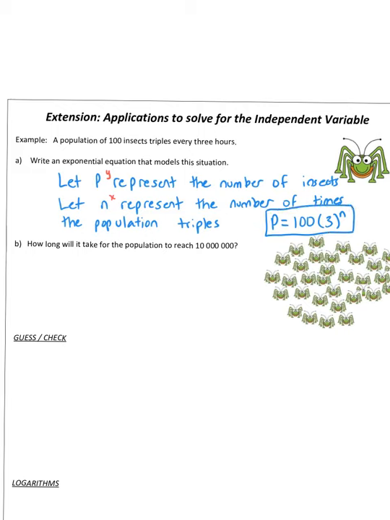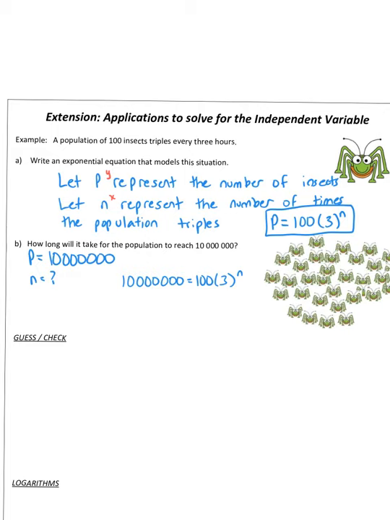Previously, we used this equation and we were given n, and we would substitute in for n and find p. And now in part B, we are asked for how long it will take for the population to reach 10 million. So this time we're given the population value and we're asked to solve for n. We're going to look at two different ways. One way is called guess and check, and another way we are going to use logarithms.